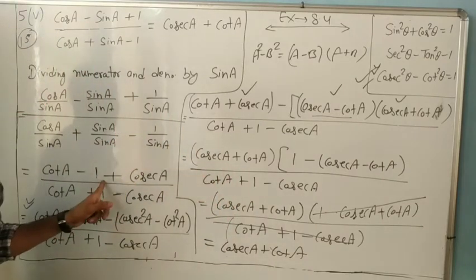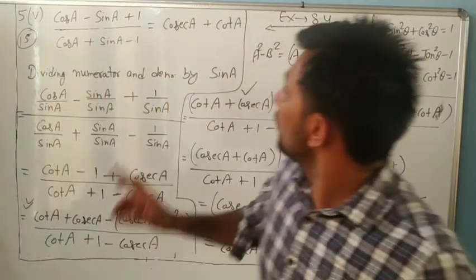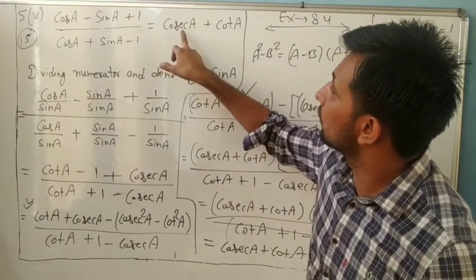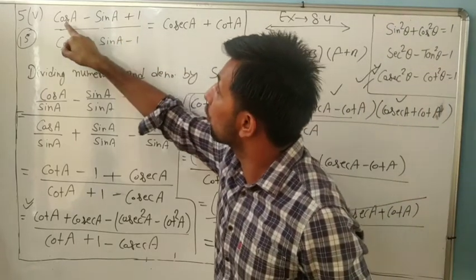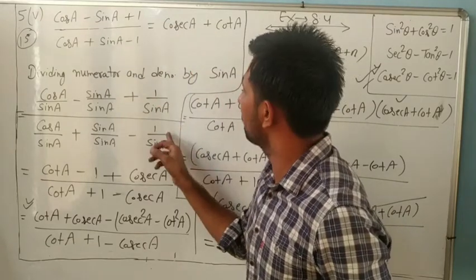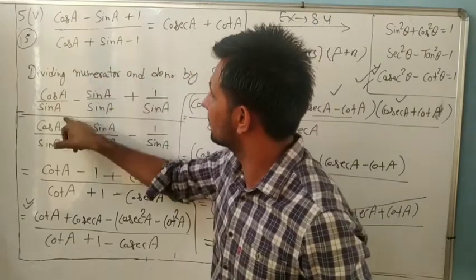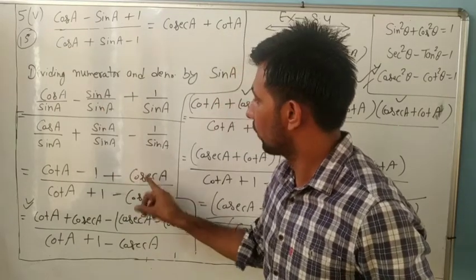Use the value of 1. Okay dear, first look again at the view that we have to prove, that it is equal to cosec A plus cot A. So how can we change? Cos A by sin A becomes cot A. So dividing numerator and denominator by sin A, cos by sin becomes cot, and sin by sin becomes 1, 1 by sin is cosec A. This one.